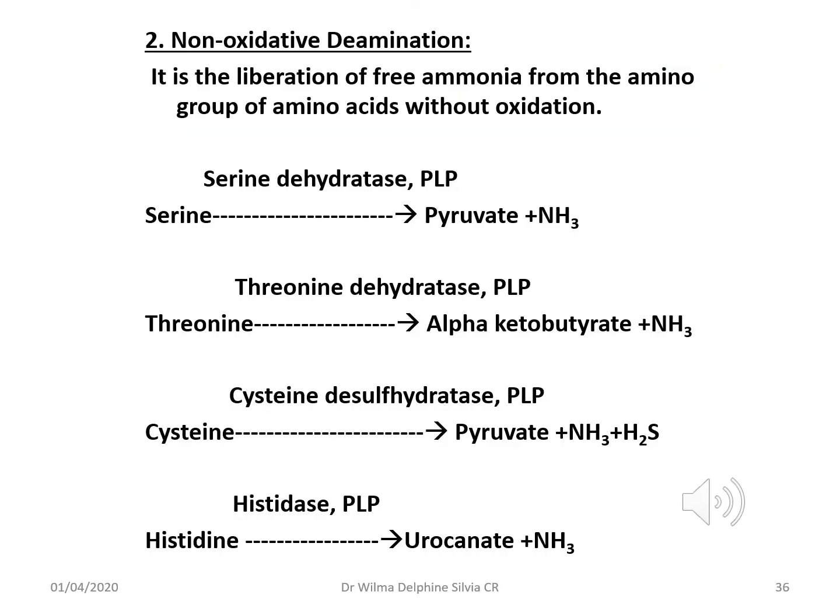The second type of deamination is non-oxidative deamination by utilizing amino acid dehydratase, in which there is a liberation of free ammonia from the amino group of amino acid directly without utilizing the oxidizing agents. For example, serine getting converted into the keto acid pyruvate and ammonia is released in presence of serine dehydratase. In the same way, threonine getting converted into alpha ketobutyrate and ammonia in presence of threonine dehydratase.